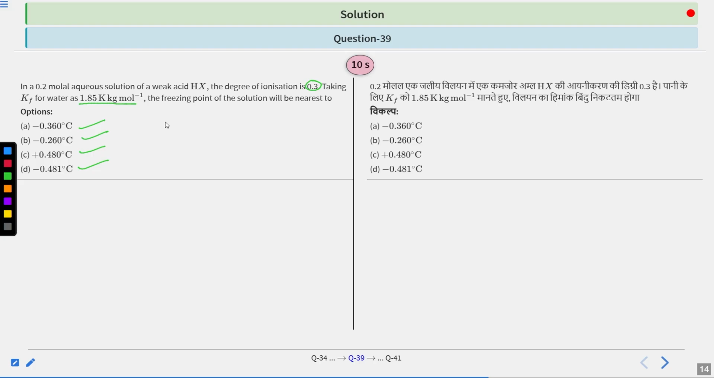The molality is given. First of all, you have to calculate the freezing point of the solution. Clear? Now since it is water, you will take 0 degrees Celsius as the initial freezing point, because you have to calculate it in degrees Celsius. And second thing, the degree of ionization is already given as 0.3, so you have to calculate i also. I think this much hint is enough to solve this question. Your time starts now.